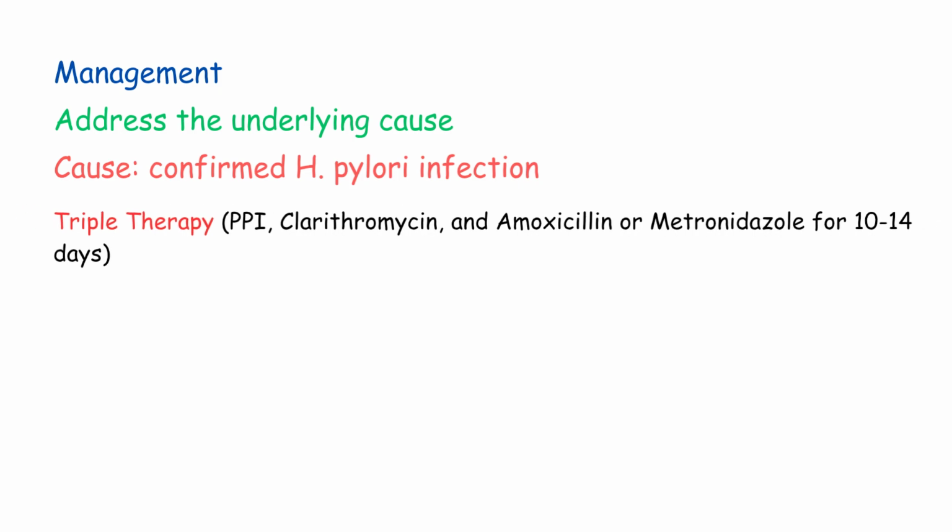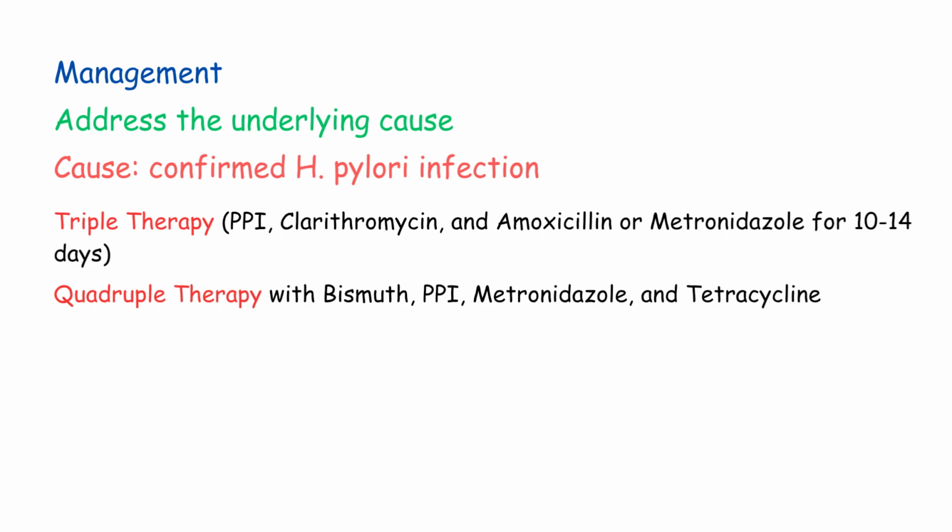The standard triple therapy consists of a PPI, clarithromycin, and amoxicillin or metronidazole for 10 to 14 days. In resistant cases, quadruple therapy with bismuth, PPI, metronidazole, and tetracycline is recommended.